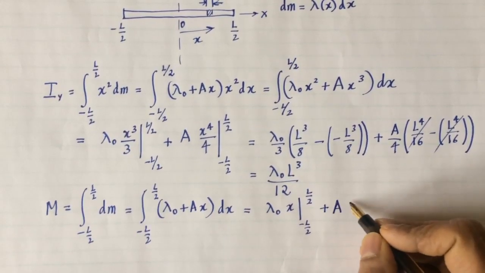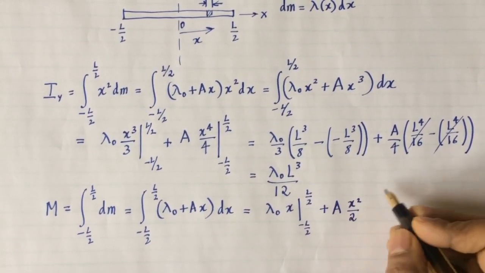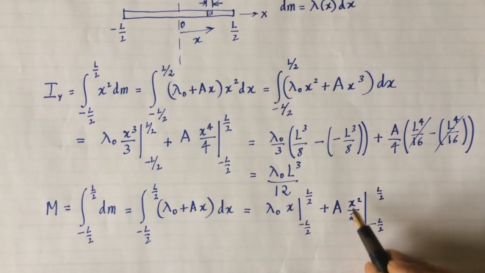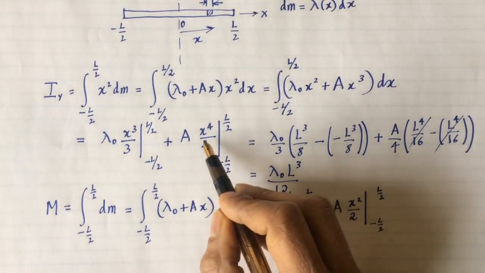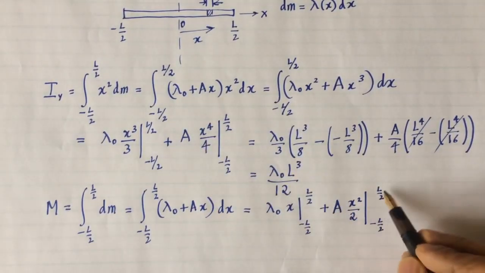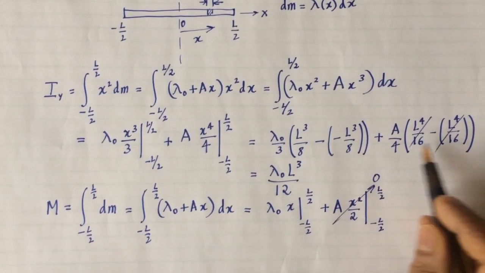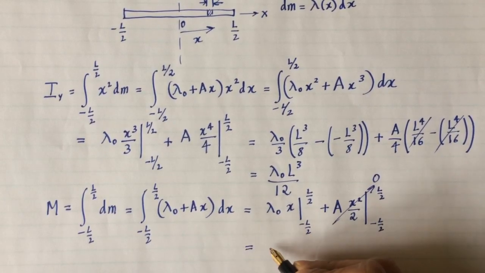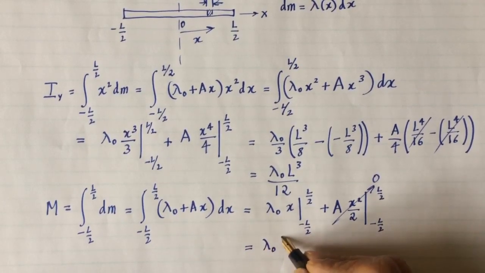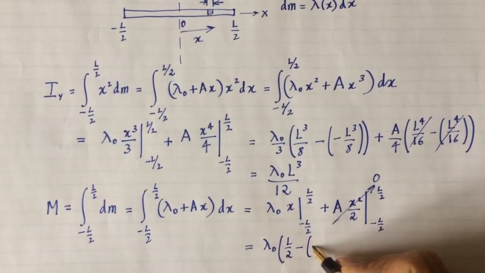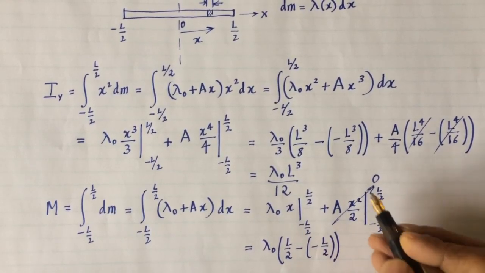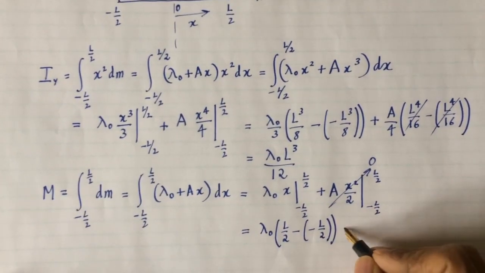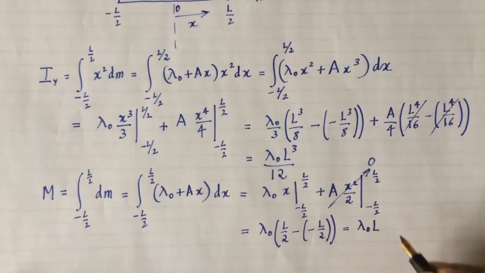And this is a x squared over 2. Now x squared over 2 is even, just like that. So this will make no contribution. Just like that made no contribution. So the only contribution comes from this one. So that's going to be lambda naught times L over 2 minus negative L over 2. You see this double negative phenomenon happening here also. And this gives me lambda naught L.